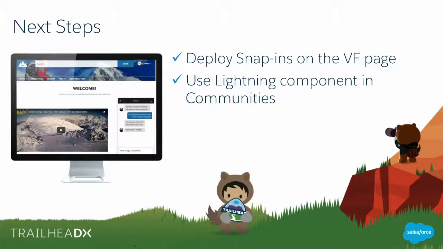Next steps would be, if you are a Live Agent customer or you want to move to SnapIns or want to get to deploying chat, definitely enable Lightning and start deploying SnapIns on your Visualforce page. It is also a Lightning component in your communities. So if you are a community customer and you want to get chat embedded in your community, it's available as a Lightning component. You just have to drag and drop it into your community page, and you will be up and running in less than 5 to 10 minutes.